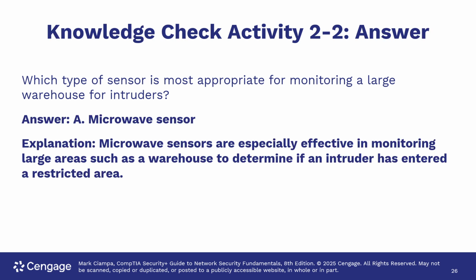So your answer is going to be your microwave sensor. And why? Because if you remember, they were able to monitor large areas, such as a warehouse, to determine if an intruder has entered a restricted area. So again, your microwave sensor.